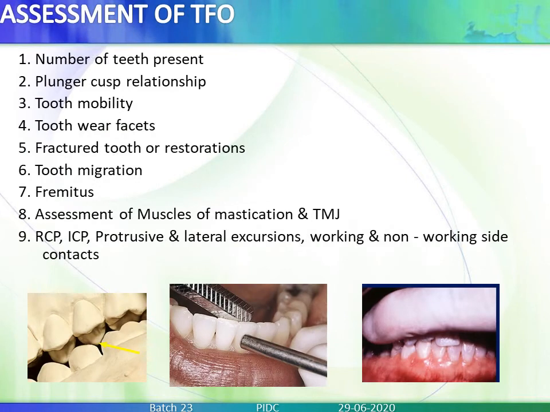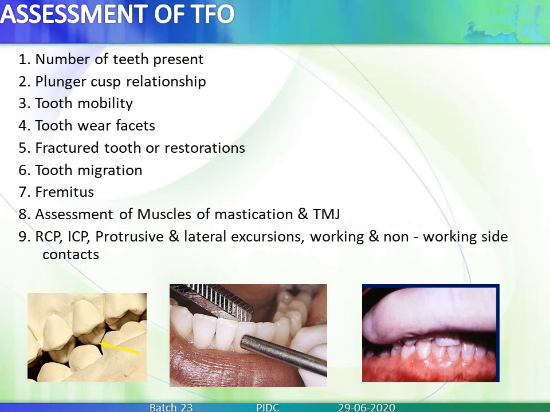Now, how will you assess the trauma from occlusion? Generally, you check the number of teeth, whether all the teeth are present or there is loss of any teeth. And next is the plunger cusp relationship. We will be speaking about this plunger cusp in detail. This is a cusp which allows the food to wash through the opposite teeth.